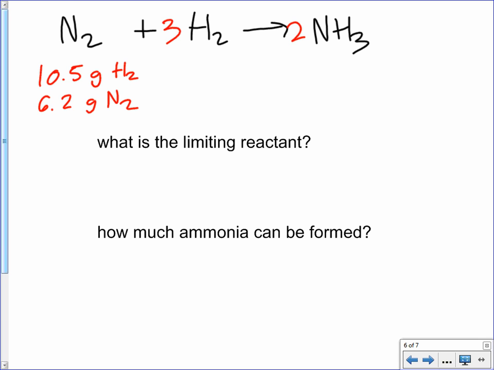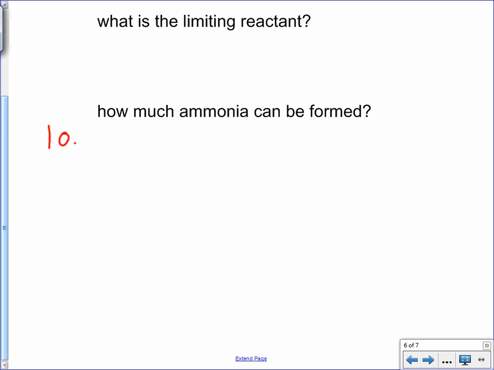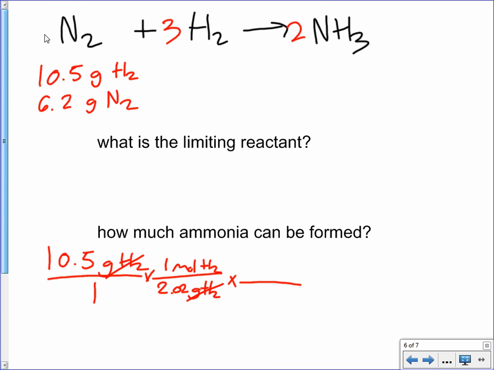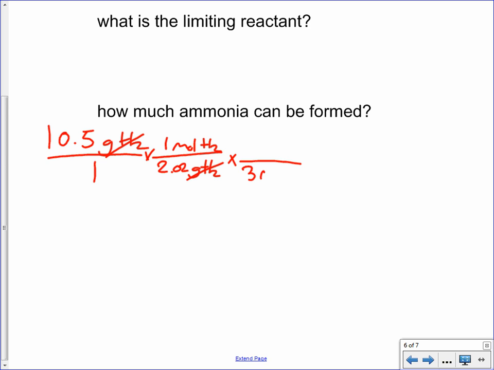So how much ammonia can be formed is the first question. So we've got 10.5 grams of hydrogen. Let's find out how much ammonia we can make with that. So with 10.5 grams of hydrogen, okay, first step, convert it to moles. There's 2.02 grams of hydrogen in 1 mole. Alright. Second step, we have to use the mole ratio here between hydrogen and ammonia, which is 3 to 2. So there are 3 moles of hydrogen for every 2 moles of ammonia. Okay. Final step, convert moles of ammonia to grams using the molar mass of ammonia, which should be 17.03, I believe. So in a mole of ammonia, you have 17.03 grams.